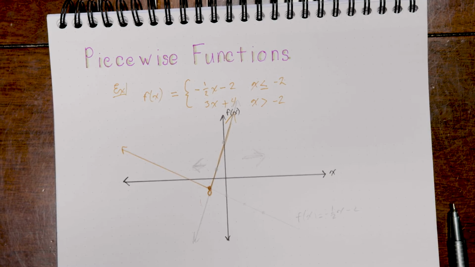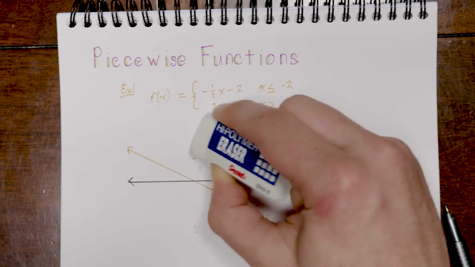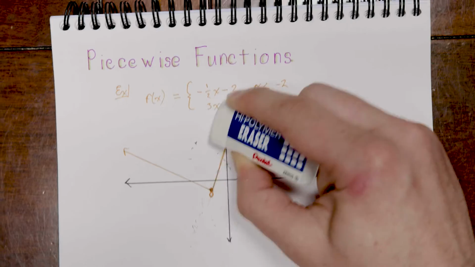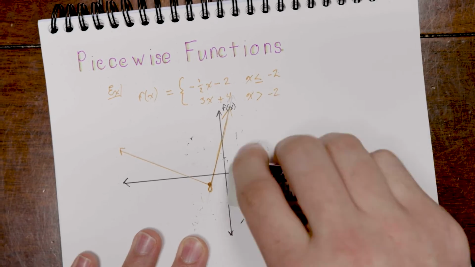So if I was to go here, then I would go ahead and erase these pencil marks so it's easier to see what's happening. All this sort of brownish, tannish color, that's what this piecewise function looks like.